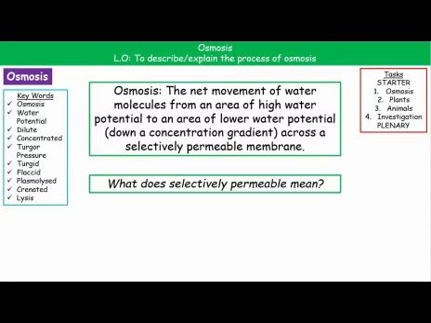Now, there's a few key things that we've got to make sure of in this definition when we write it. First of all, we need to be talking about the movement of water molecules. So osmosis is only to do with the movement of water. Secondly, we need to talk about it going from high water potential to a lower water potential, which we could also describe as moving down a concentration gradient. And the final bit is that phrase selectively permeable membrane.